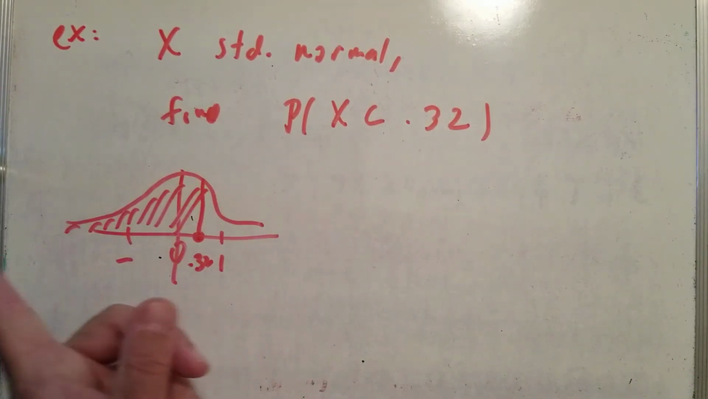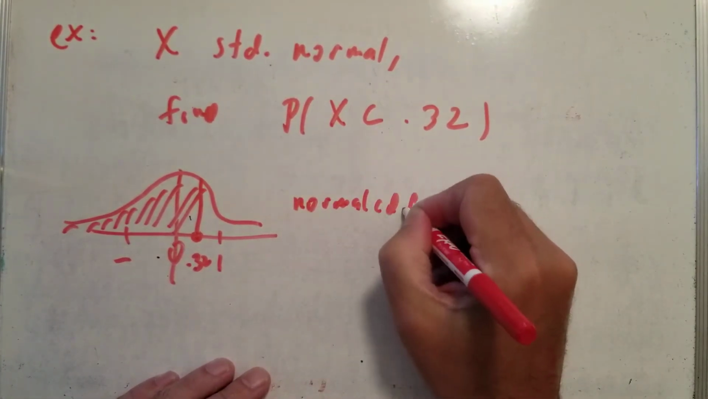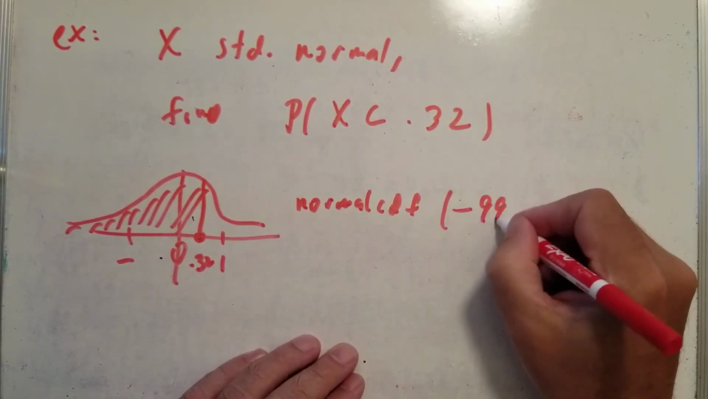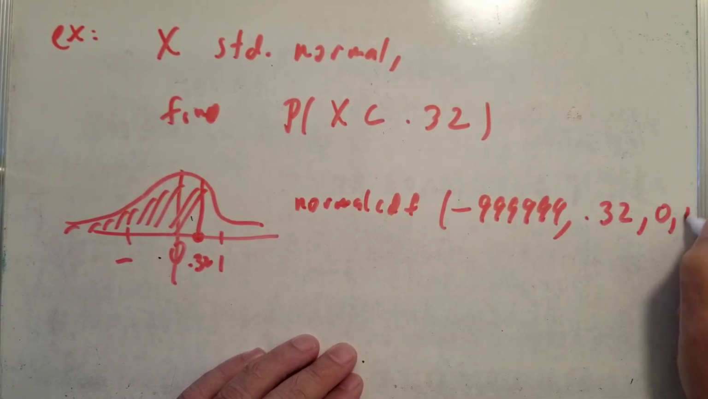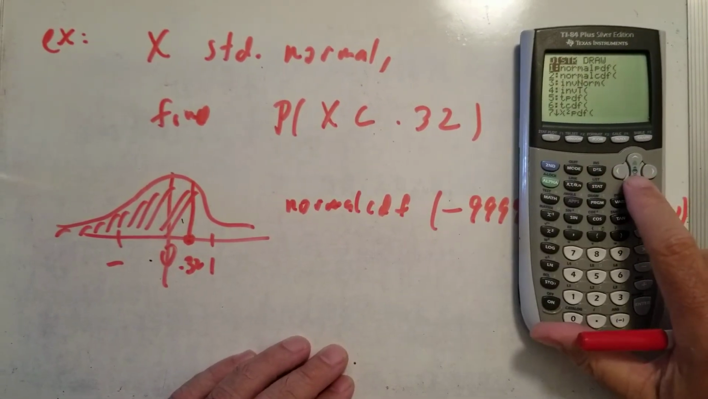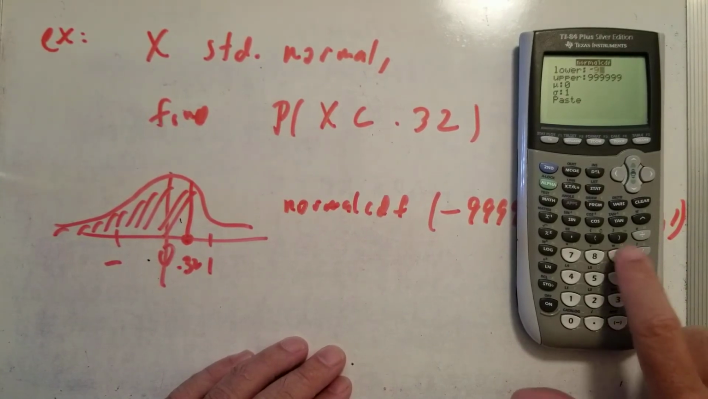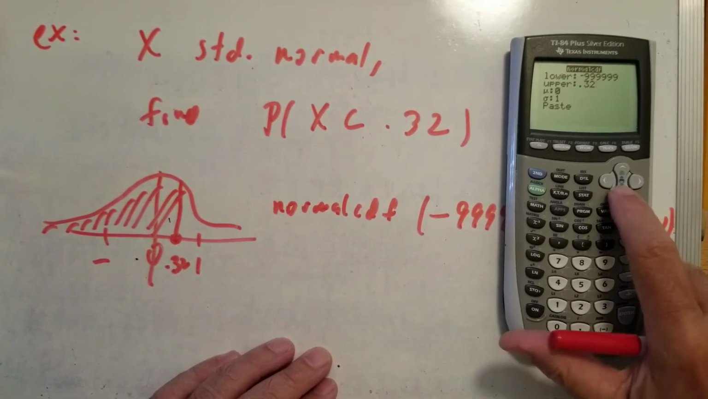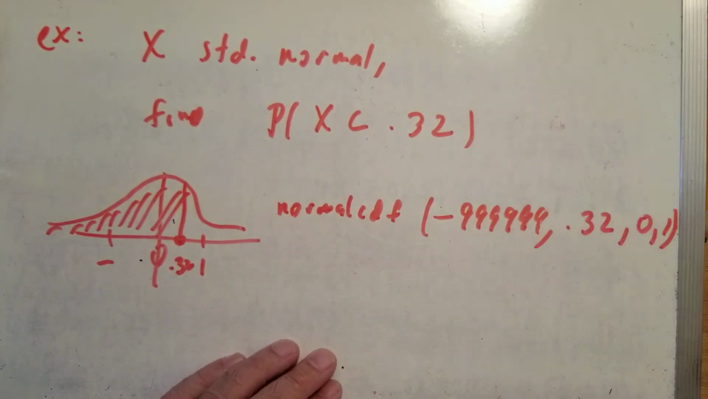Now this is going infinitely in the negative direction, and on the calculator, when I'm going infinitely in the negative direction, I'm going to put for the low x a negative 999,999. The high x is 0.32, mean and standard deviation. And on the calculator, normal CDF. Now the lower one, I'm putting this negative symbol, 999,999. The upper x value is 0.32. And that comes out about 0.626 to 3 decimal places.